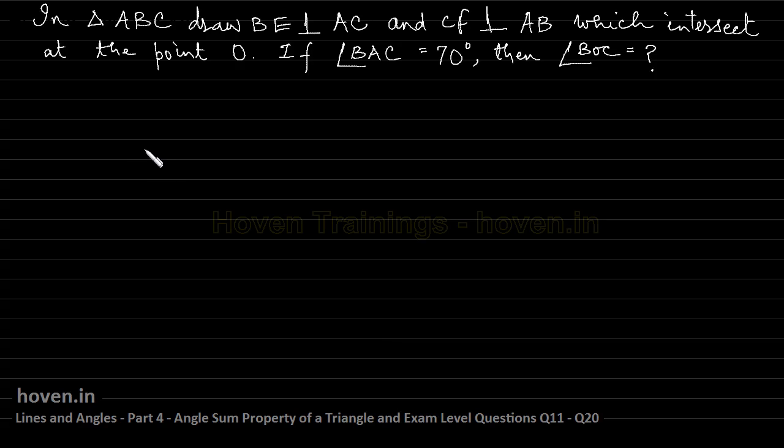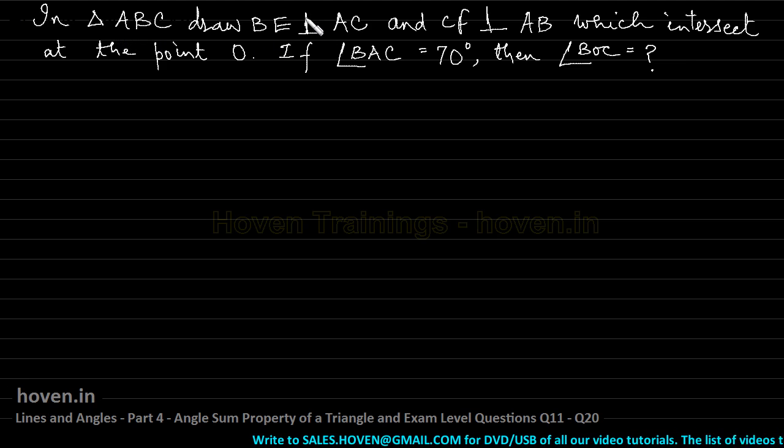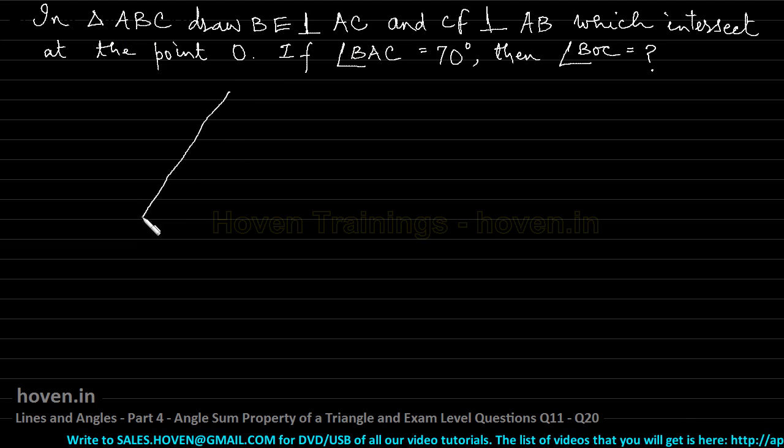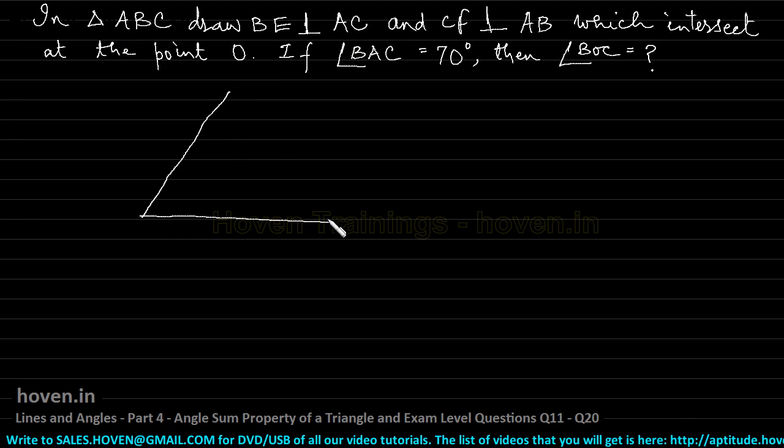Let us take some more questions on lines and angles. These questions are exam level questions. So our first question is, in triangle ABC, draw BE perpendicular to AC. This sign is the perpendicular sign. So first of all, let us start by drawing the triangle itself.